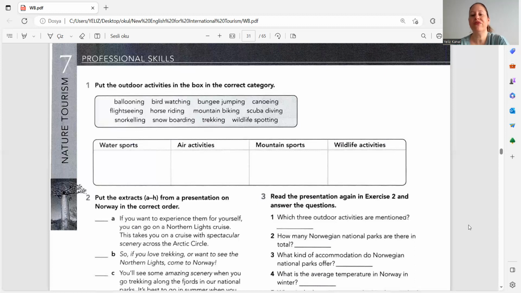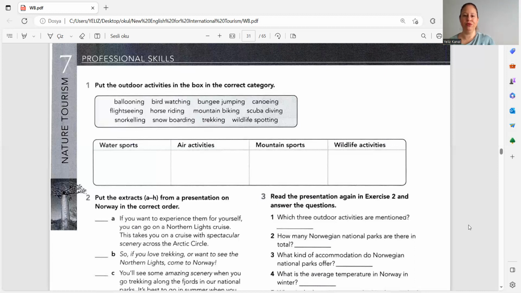So what about wildlife activities? What do we have as wildlife activities? Bird watching. The first one is bird watching. And the second one is, as wildlife activities, horse riding, yes. And the final one is wildlife spotting, right? Wildlife spotting. So we have bird watching, horse riding, and wildlife spotting as wildlife activities.